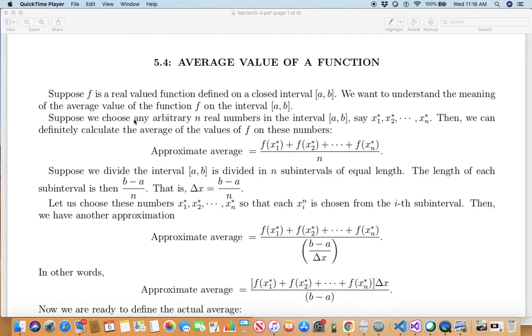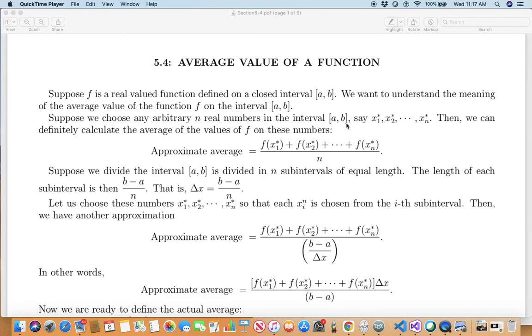Now suppose you choose certain n real numbers in the interval a to b. Say, choose x1 star, x2 star, up to xn star. Then you know the meaning of the average of the values of f on these numbers. So that's an approximate average of f, that is, f at x1 star plus f at x2 star, all the way until f at xn star. Add all these up and divide by n, because that is the total number of numbers you chose.